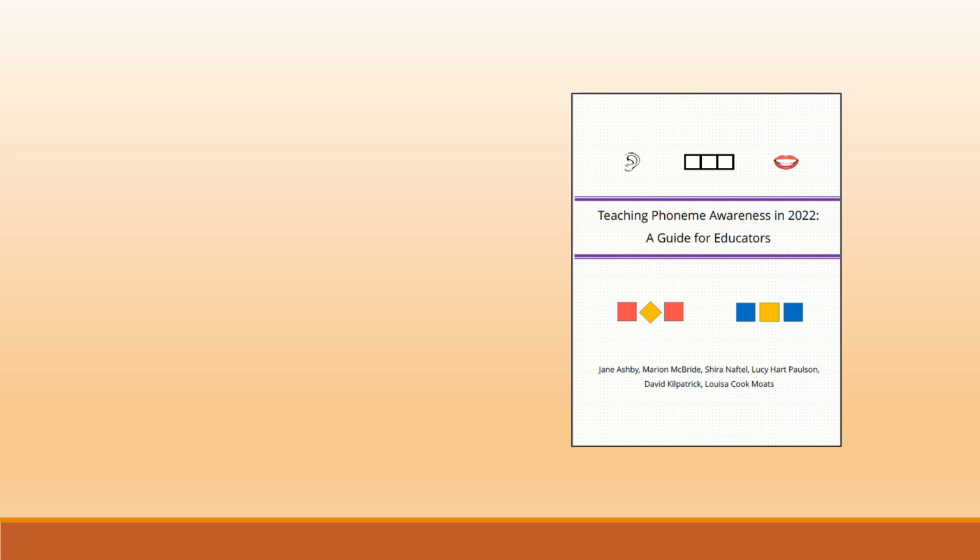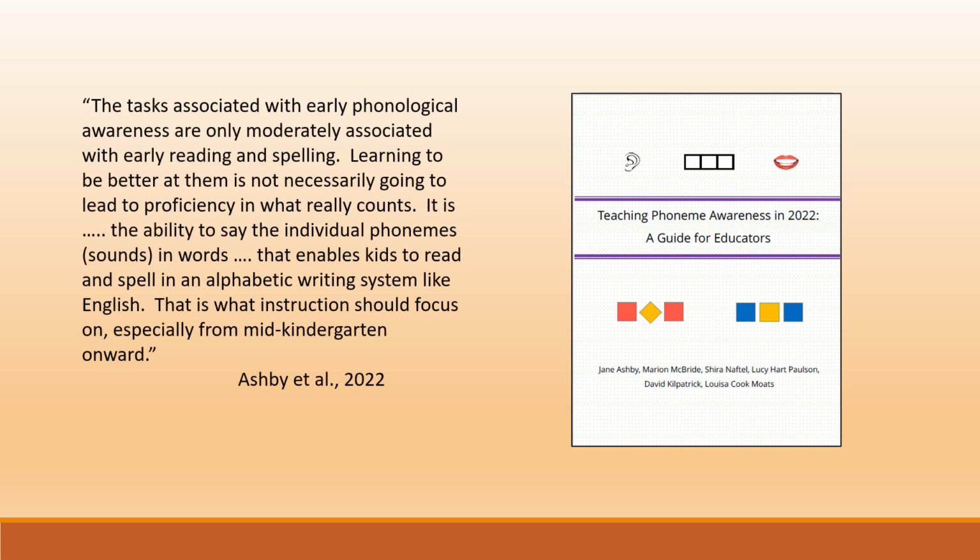Ashby and her colleagues were asked the question, must rhyming be mastered before instruction moves to individual phonemes or sounds? The response was, the tasks associated with early phonological awareness are only moderately associated with early reading and spelling. Learning to be better at them is not necessarily going to lead to proficiency in what really counts. It is the ability to say the individual phonemes, or sounds, in words that enable kids to read and spell in an alphabetic writing system like English. That is what instruction should focus on, especially from mid-kindergarten onward.